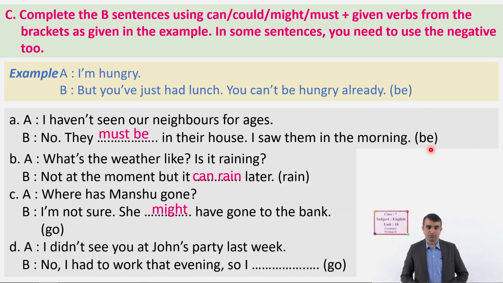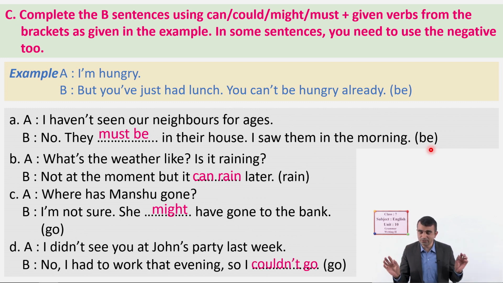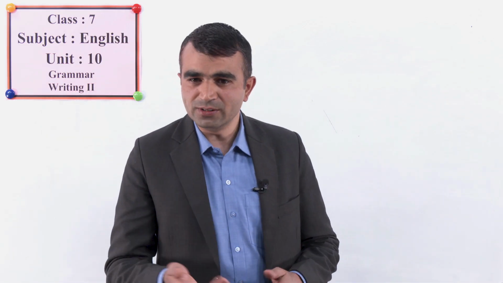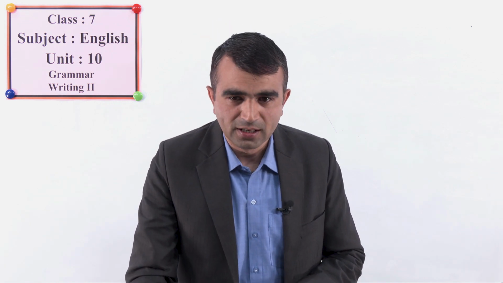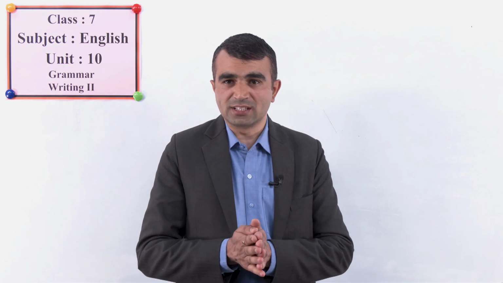Now finally, number D. A says, I didn't see you at John's party last week. And B says, no, I had to work that evening, so I blank space. If A didn't see B there, B didn't go, and he's giving justification. No, I had to work that evening, so I couldn't go. Very good. That way you can use this modal verb plus verb structure.